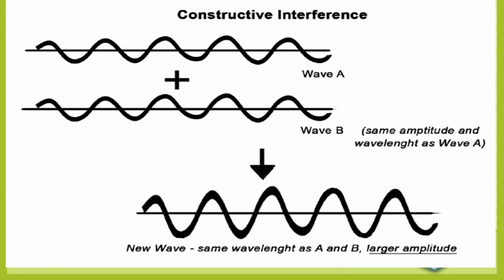Okay, so we have here the diagram for the constructive interference. You have wave A plus wave B, then the result is bigger. So this wave A plus wave B will produce a new wave which is larger in amplitude.